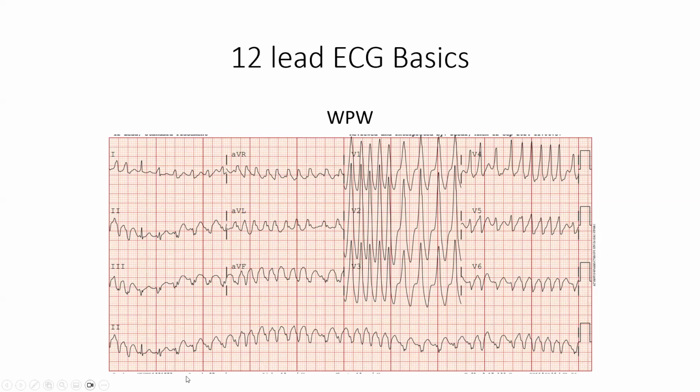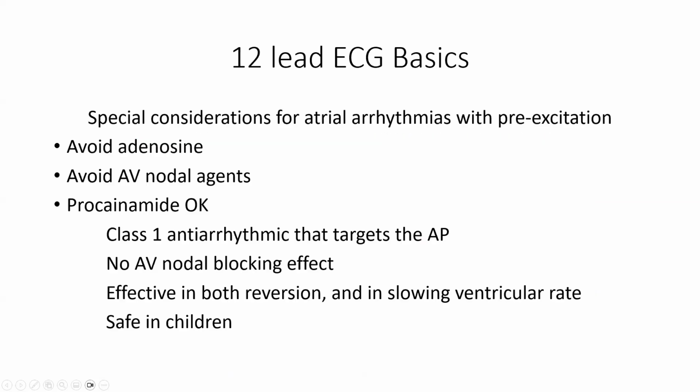So this ECG represents AFib that is occurring in a pre-excited heart. Special considerations for atrial arrhythmias for those patients who have WPW is it's important to avoid adenosine and avoid any AV nodal agents. Oh, one thing I wanted to discuss real quick.